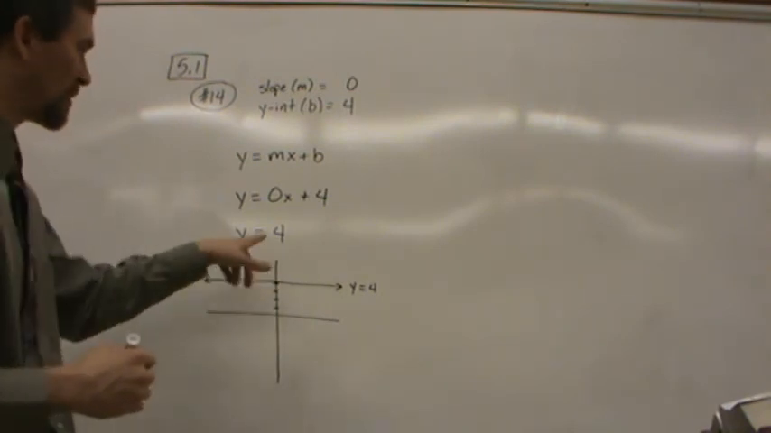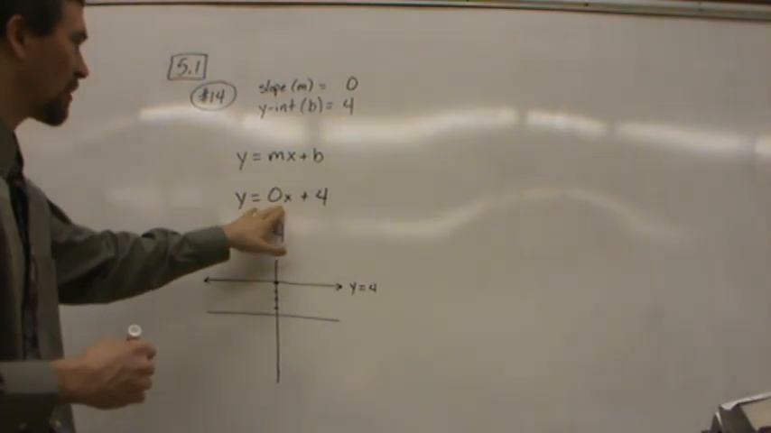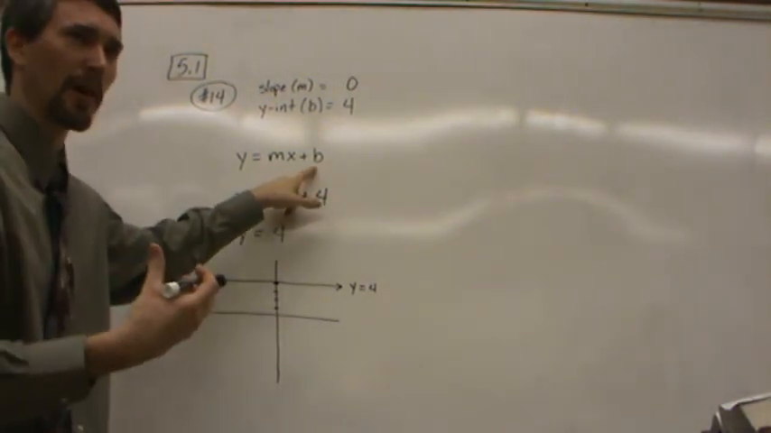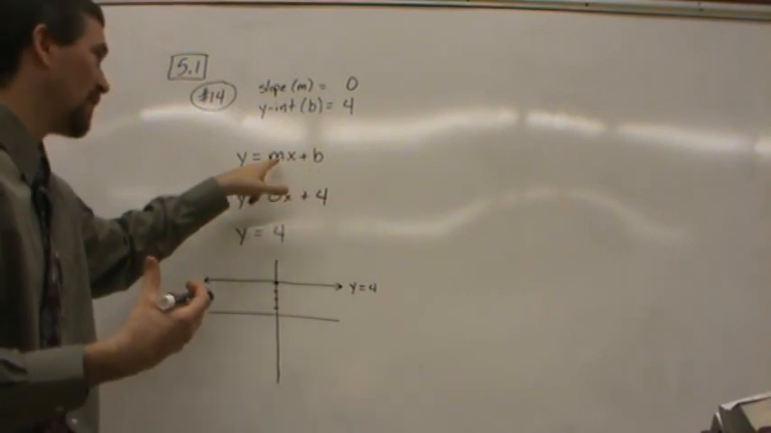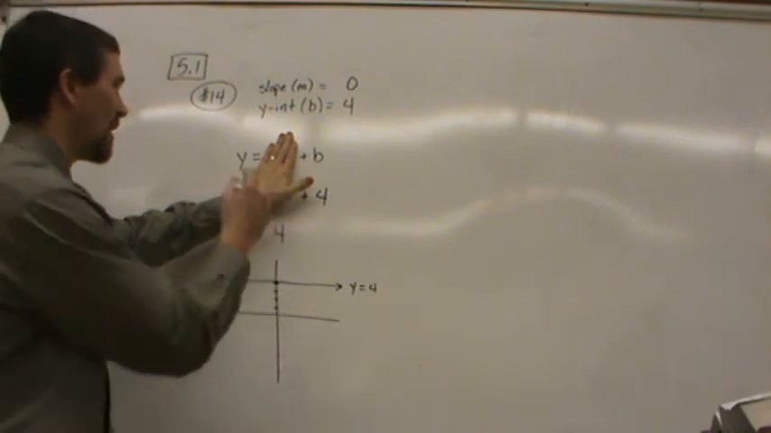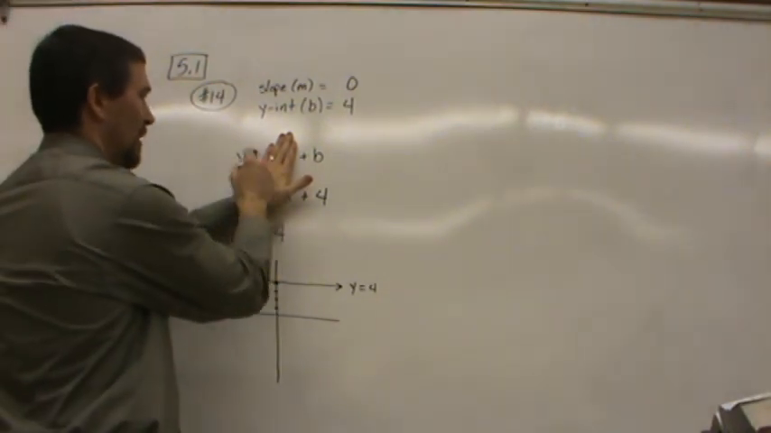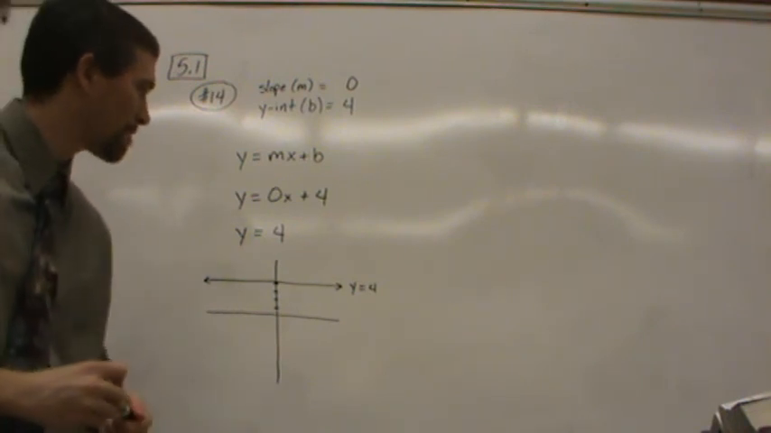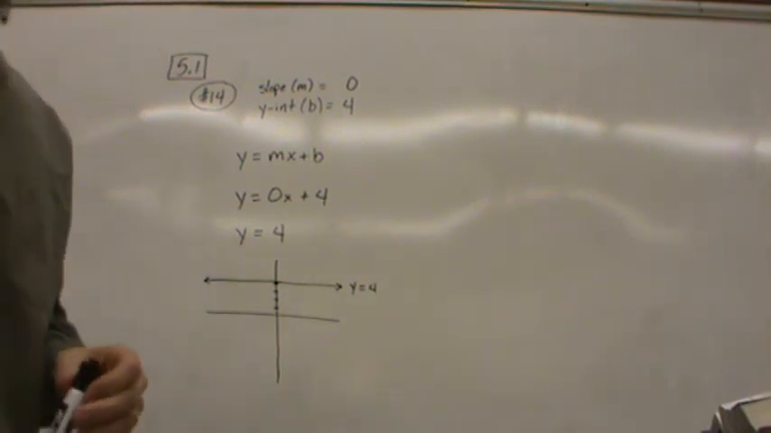Which also explains, this moment right here also explains why this b actually gets to be the y-intercept. Because if you plug in a slope of 0, then the only thing that's going to be left is y equals that, which would be the y-intercept. So that's that type of problem.